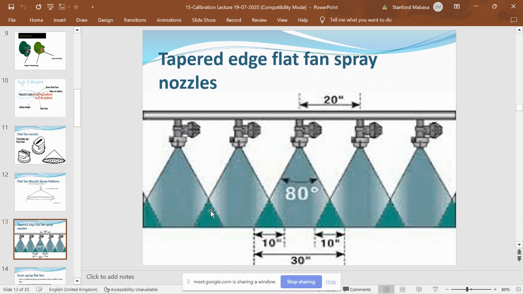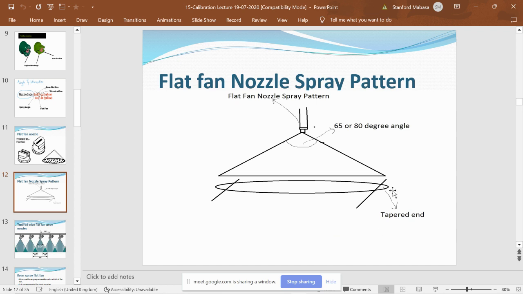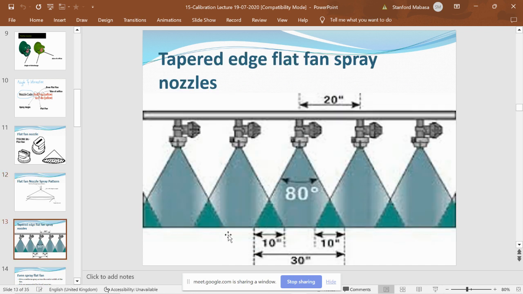So if you are using these nozzles on a tractor boom sprayer, you may need to make some adjustments so that you have this overlap, so that you don't have areas where you under apply, especially at the edges. If our next nozzle was coming right from here, it means this area will be under applied. So we need the spray pattern to overlap like this.